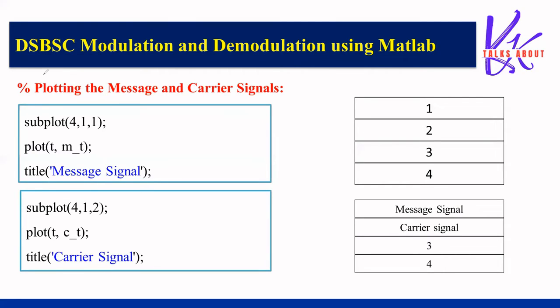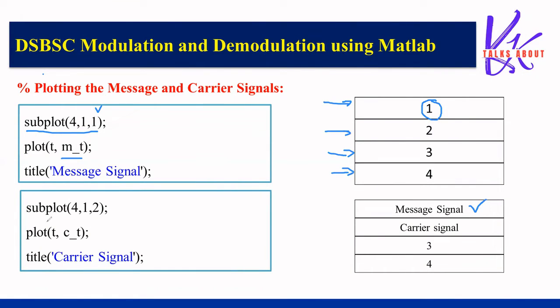Here I am using subplot 4 comma 1 comma 1. So what does it mean? 4 comma 1 represents 4 rows within a single figure. 4 rows we are taking. In the first row I am plotting t comma m underscore t. That is nothing but plotting your message signal.